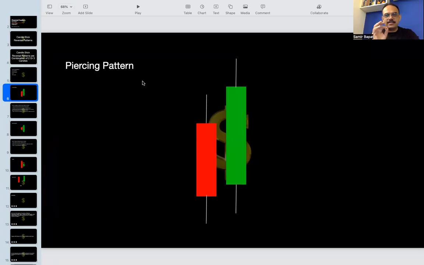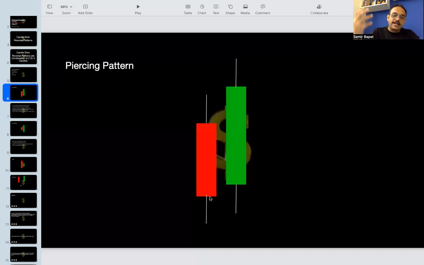First pattern is the piercing pattern. So how it will look is there will be a red candle here. Now you have to pay attention here. We have a red candle here. Like I said, we have a pair of candles. Next day, the bulls are so excited that at 9:15 they open the market at a higher price.